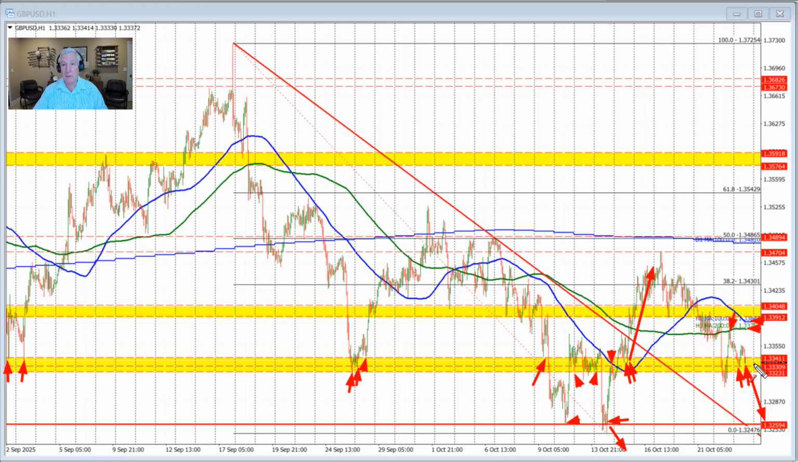But like the euro versus US dollar, this area right through here is going to be a key barometer for both buyers and sellers in trading today. So pay attention to it.